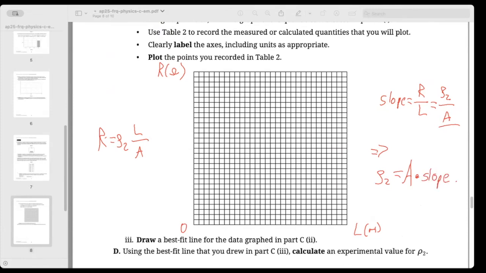If you want to say what you got for the slope using this data, go ahead and drop it in the comments and I can tell you whether you got a reasonable value or not, but I don't really want to try to graph that right here.